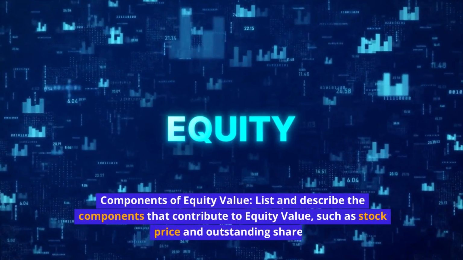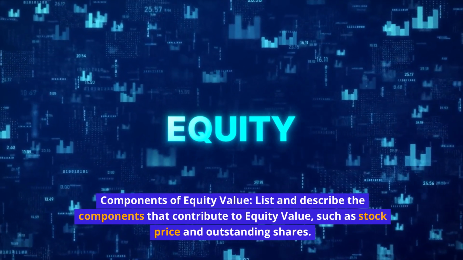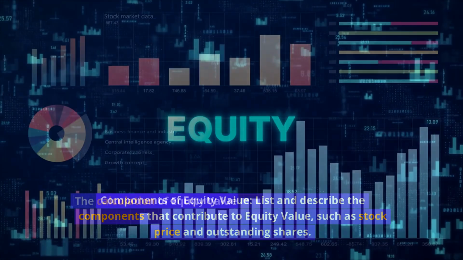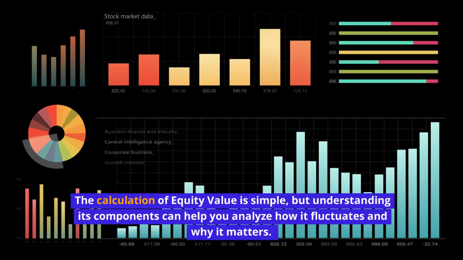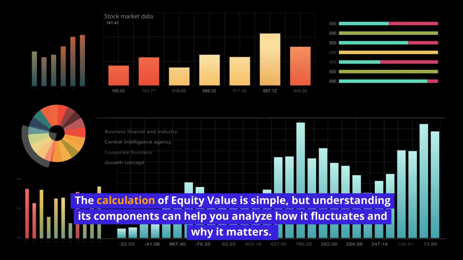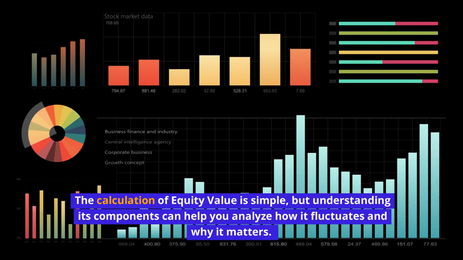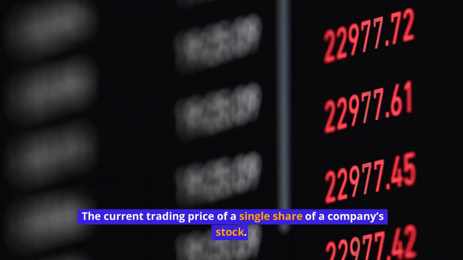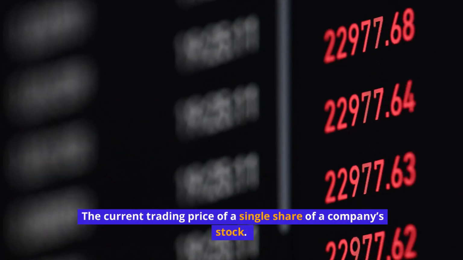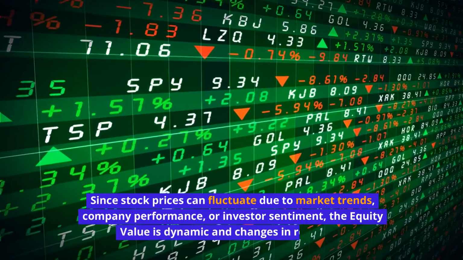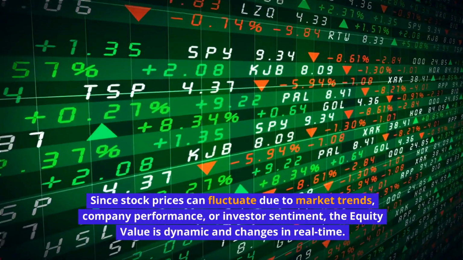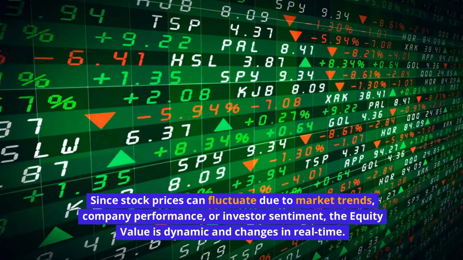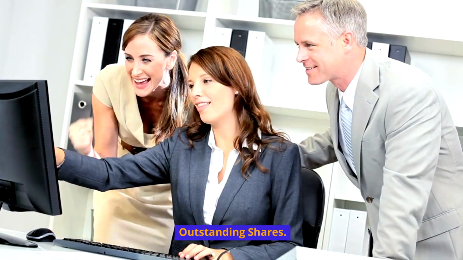Components of equity value. The calculation of equity value is simple, but understanding its components can help you analyze how it fluctuates and why it matters. Here are the key contributors. Stock price. The current trading price of a single share of a company's stock. Since stock prices can fluctuate due to market trends, company performance, or investor sentiment, the equity value is dynamic and changes in real time.